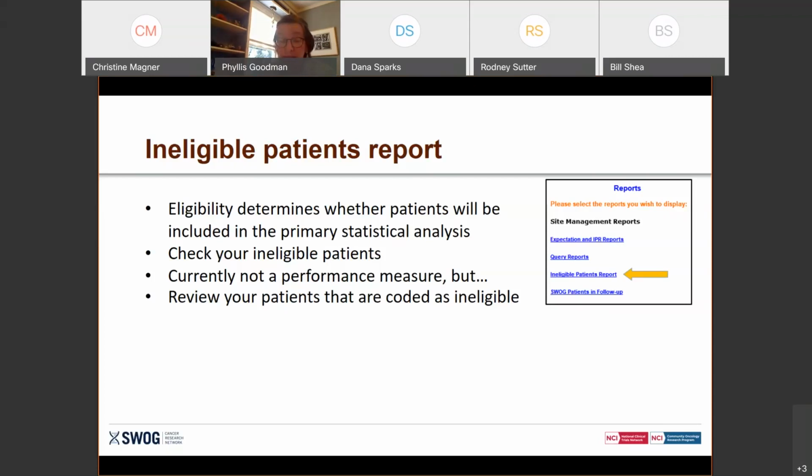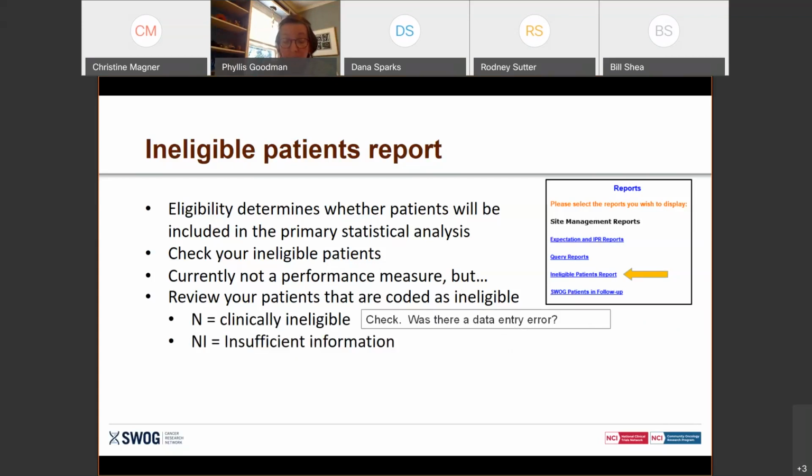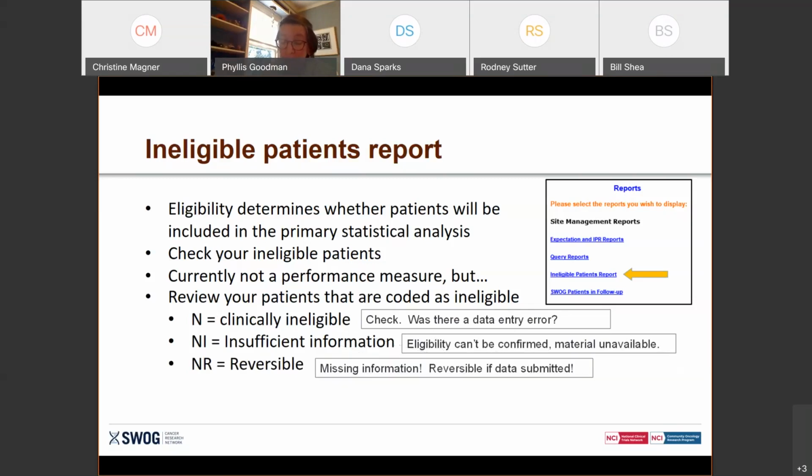N is clinically ineligible. So you need to check that the ineligibility was correct, that the data making the patient ineligible was correctly entered. If it wasn't, fix the error, contact the study team so they can re-review the data and update eligibility if necessary. Next. NI is insufficient information to determine eligibility. For example, a required form wasn't done or within the appropriate time frame, so while there isn't information to make the patient ineligible, full eligibility cannot be confirmed. Next, NR is the patient's ineligible, but it's reversible if the missing data or form is submitted.